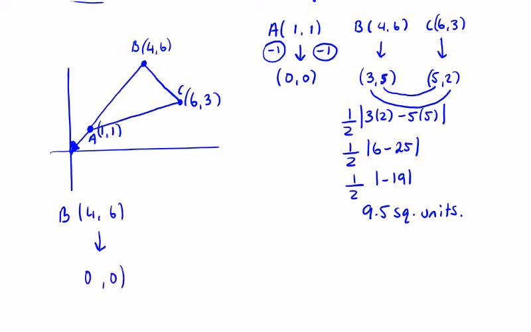So what has happened to both values? X has gone down 4 and Y has gone down 6. So A is at 1, 1. Where is it going to translate to? It's going to go down 4 to minus 3, and it's going to go down 6 to minus 5.